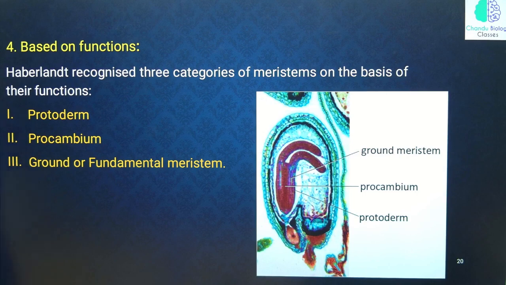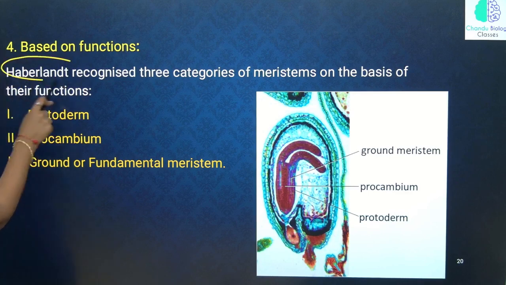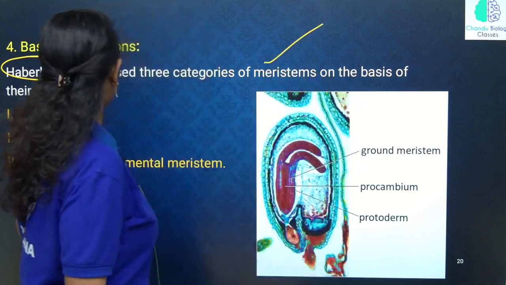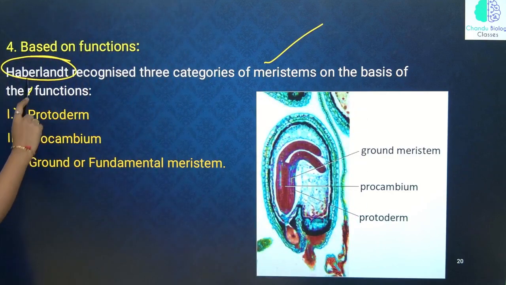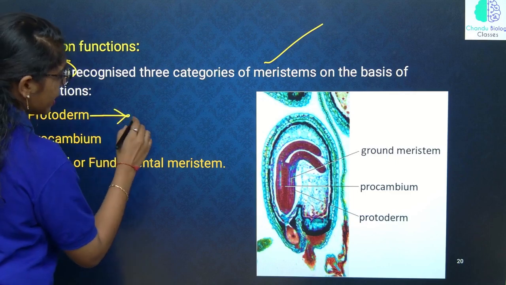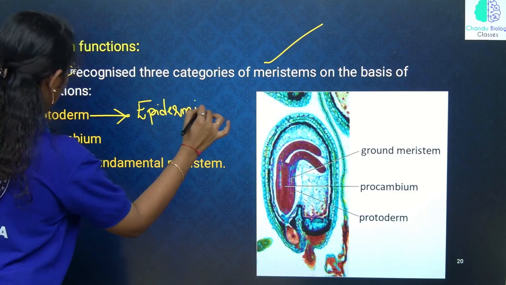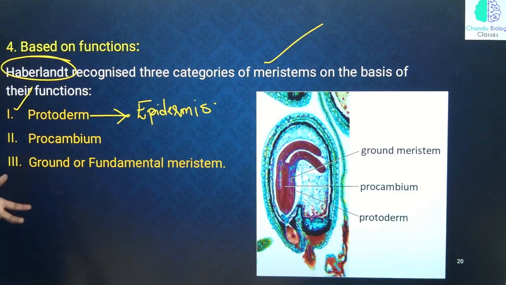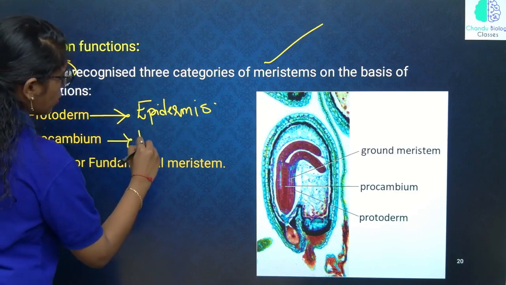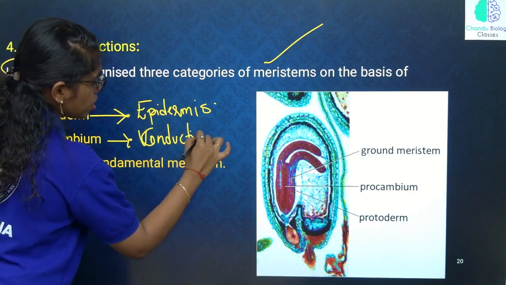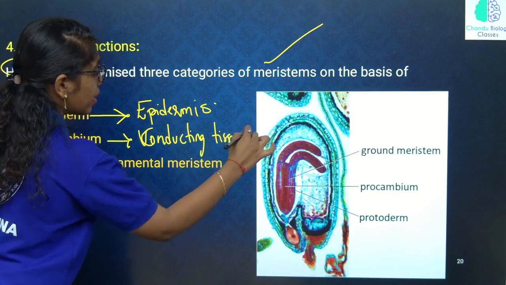Next, the fourth type, which is based on function, where the meristematic tissues are divided based on their functions. The scientist Haberlandt recognized three categories of meristems on the basis of their function. First is protoderm. We know protoderm later differentiates to what, friends? Epidermis, right? And procambium will later differentiate into vascular bundles or conducting tissues, which is also called the central cylinder.